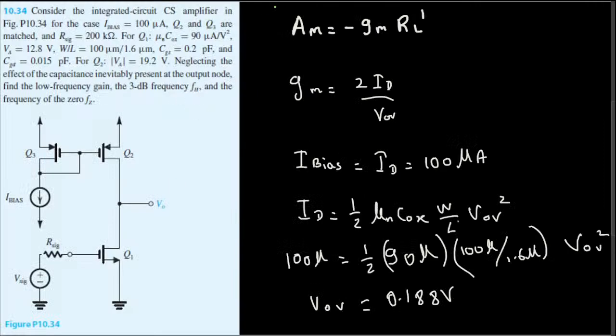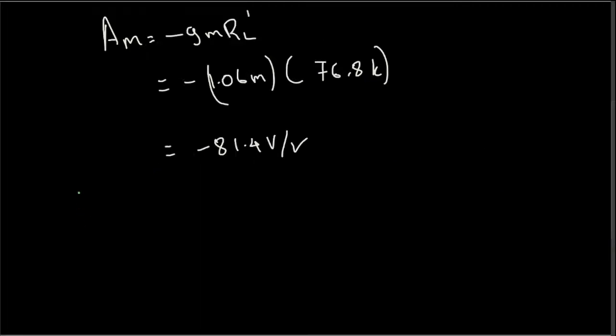Once we have the gain, we can go for the next one. Next one is we have to find out the low frequency gain. That is, low frequency gain is AM that we found out, and then we have to find out the 3 decibel frequency FH. Okay, we have to find out the FH, and in order to find the FH, you have to know the equation. FH is given by 1 over 2 pi C in Rsig. We have to see if all the values are already available.